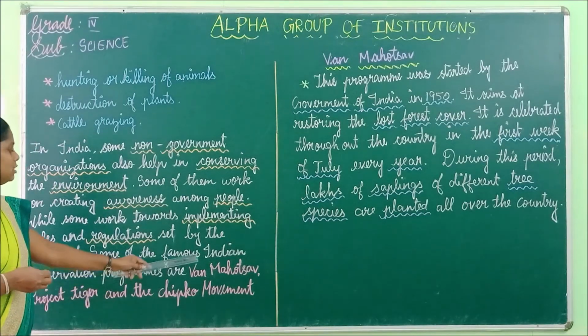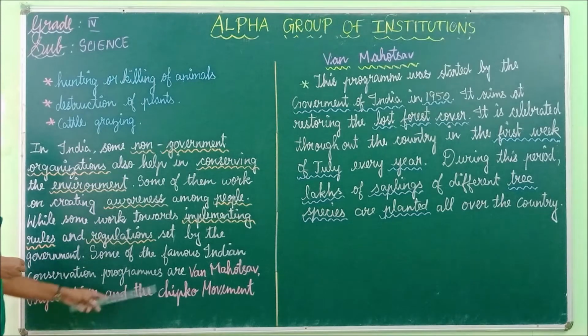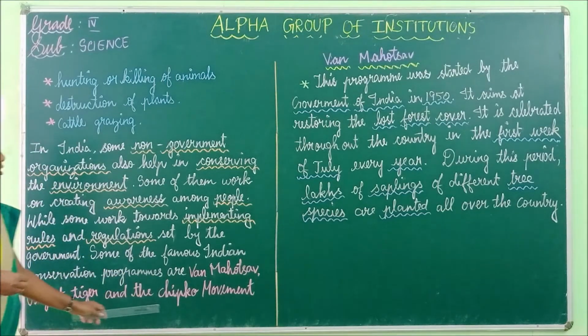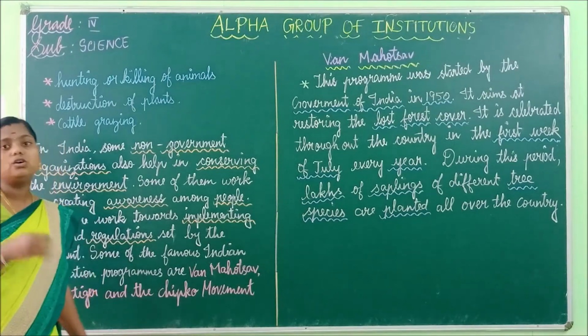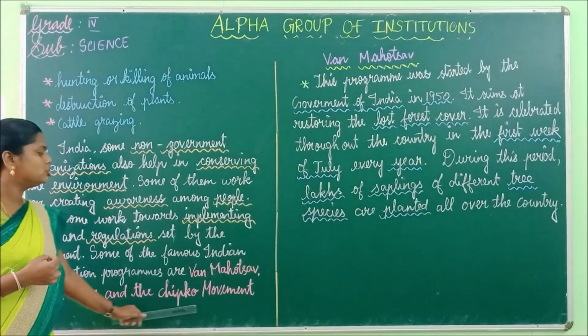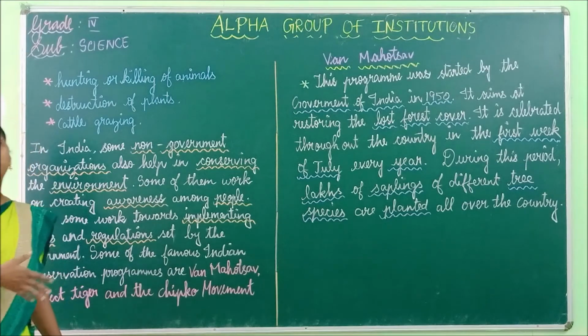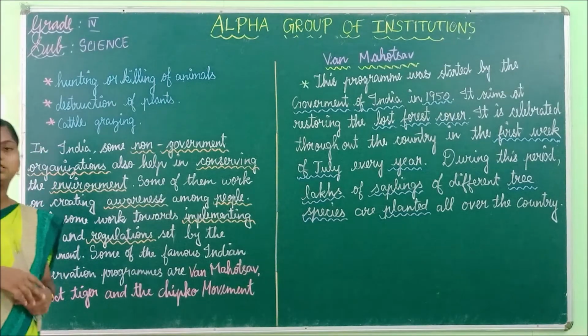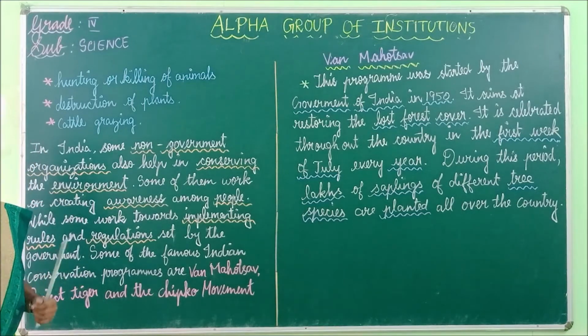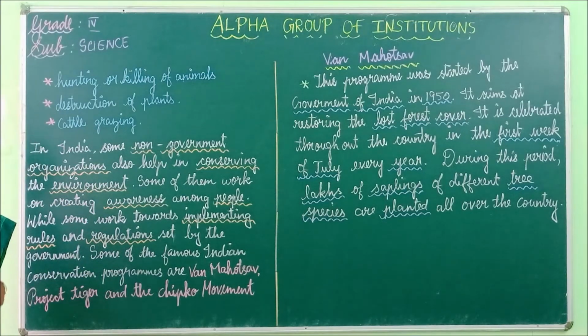Some of the famous Indian conservation programs are Van Mahotsav, Project Tiger and the Chipko movement. So some of the important and famous programs which are conducted by our government are Van Mahotsav, Project Tiger and the Chipko movement. These are some programs conducted by our Indian government to save our environment, to protect the animals, forest and our environment.